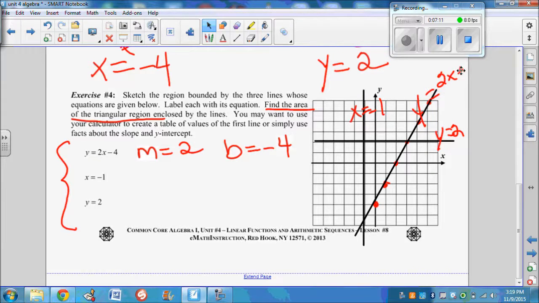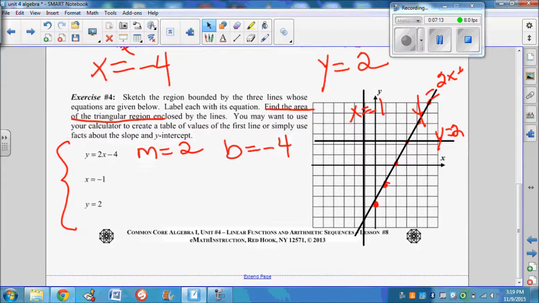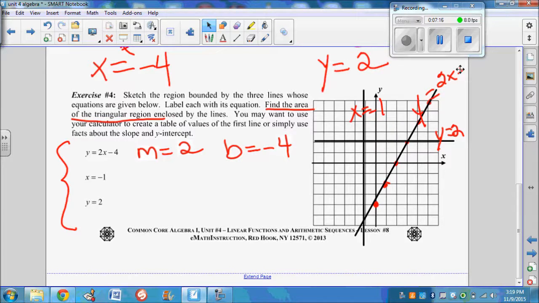Sorry about that. A little trouble with my stylus. Oh, seriously, it just moved. All for a label. There we go.